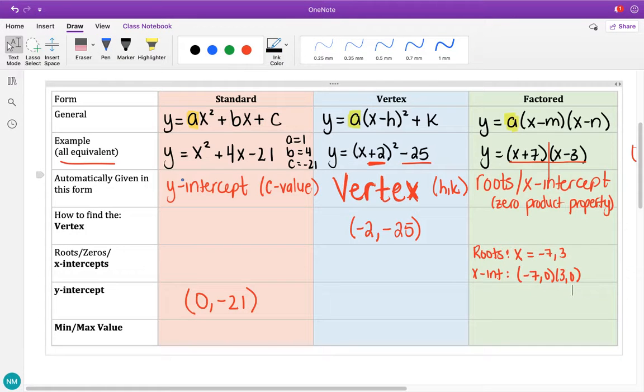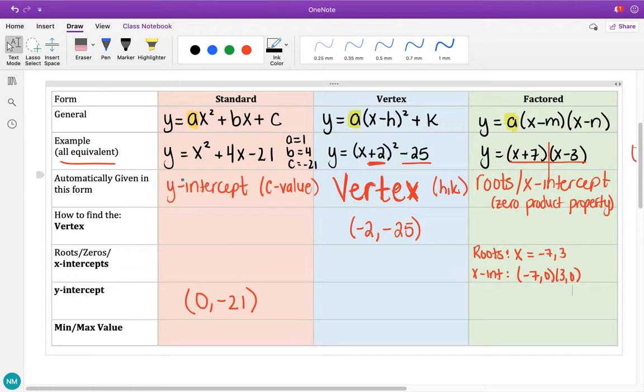Okay, so in the last video, you saw the different forms in this chart. If you have no idea what this is, you should probably watch the other video first. And what is given immediately just from it being given in that form.